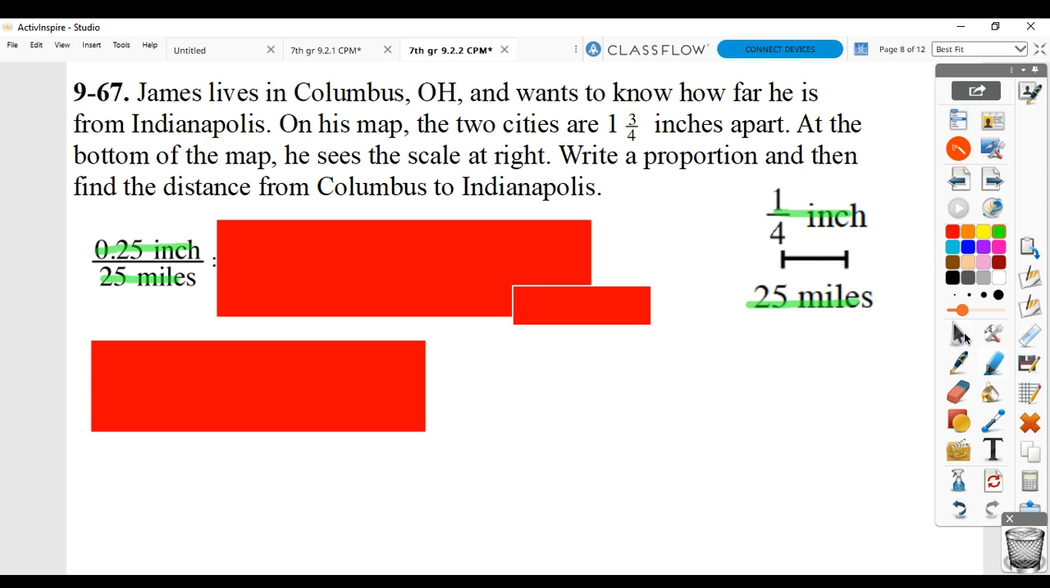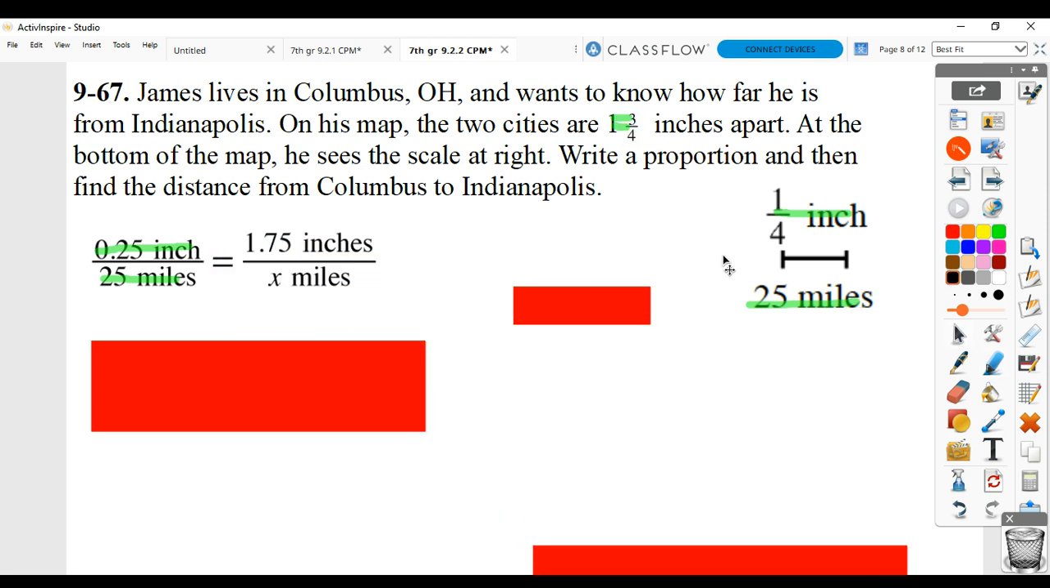And then we want to know if these cities are actually on the map 1 3/4 inches apart, how far is that in reality? So again, if I was going to change to the decimal here, I also changed 1 3/4 to a decimal here. All right, and then you can use your cross products to solve.